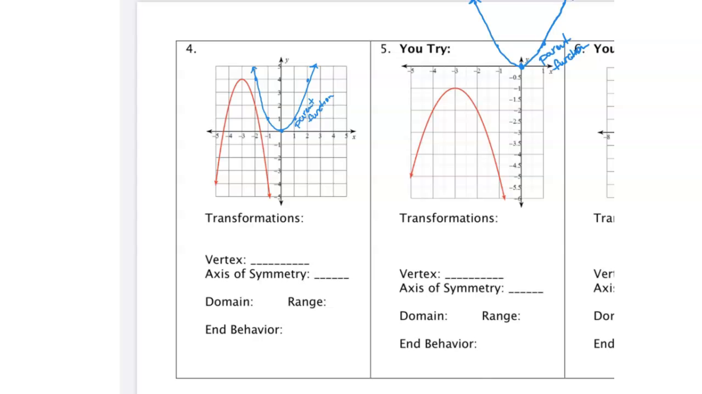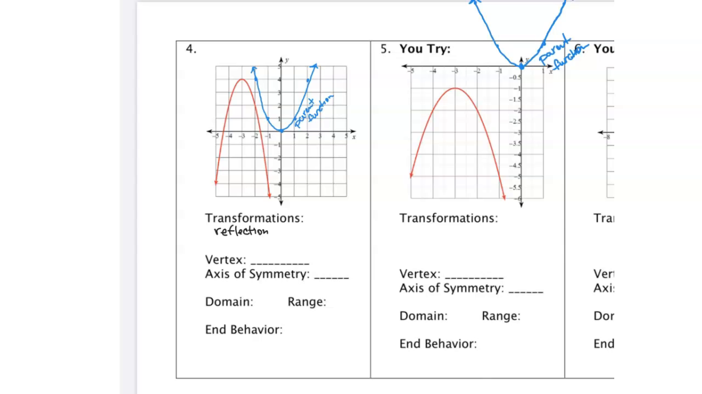For number 4, we have our parent function, that's the blue one, and then our new function, which is the red one here. We're comparing what our transformations are. You should be able to see that the red one has been flipped upside down, so once again we have a reflection.